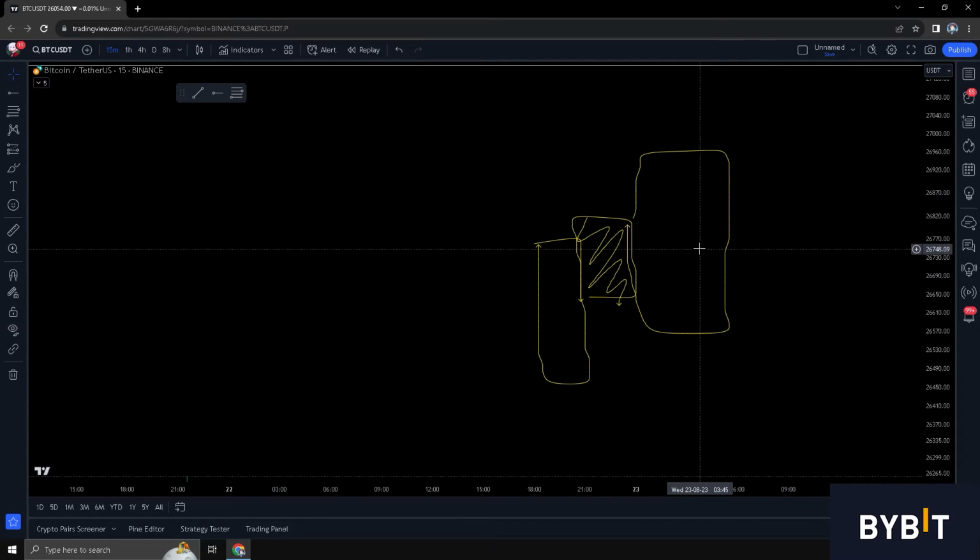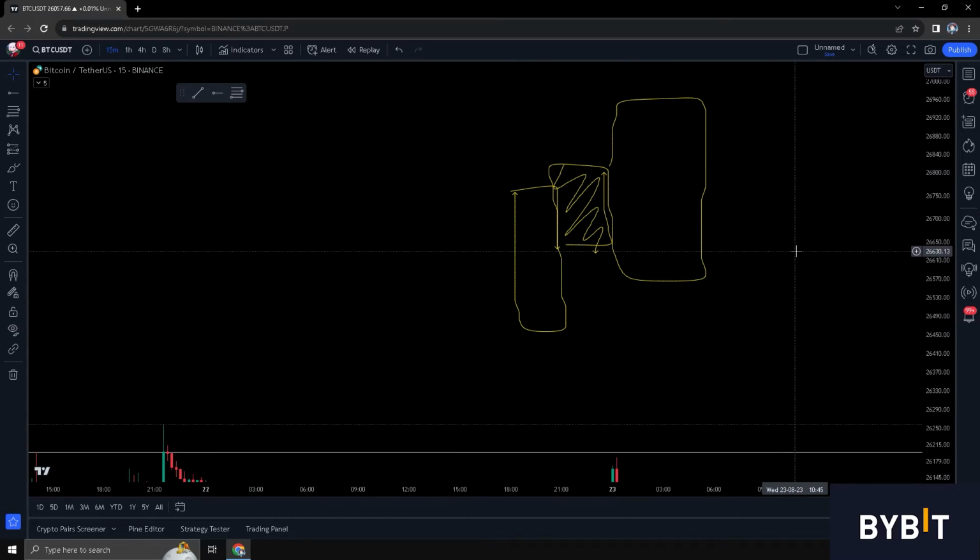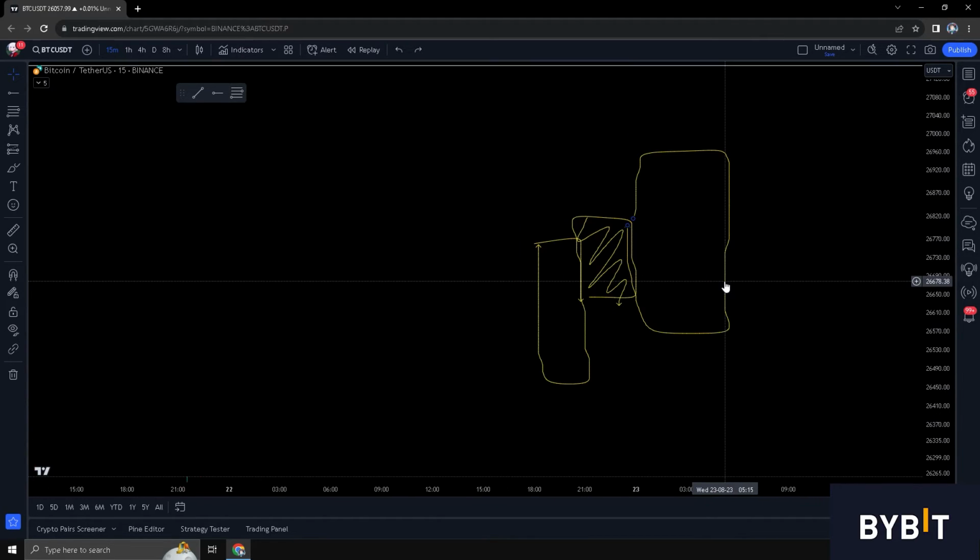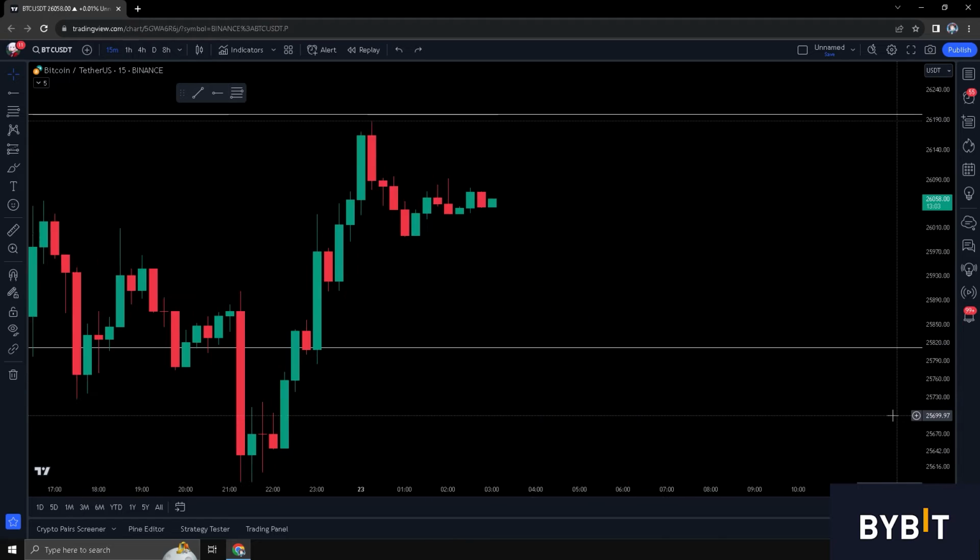I do not know what any other types of order blocks are. I just know this one because this is the only one I trade with. Okay, so you've got through the order block.